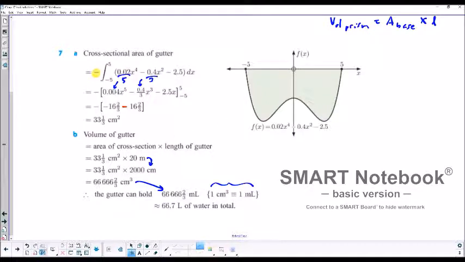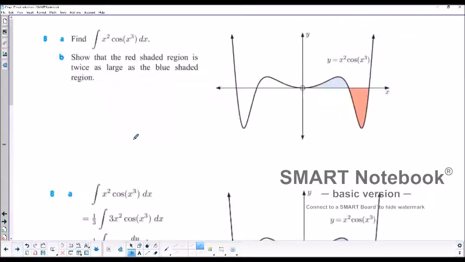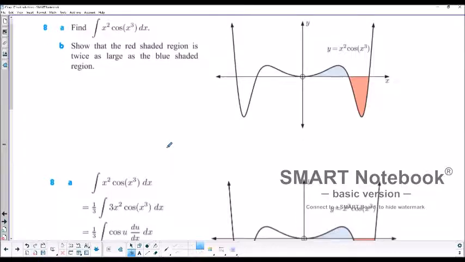Okay, so that's that question finished off here. And we'll go to question 8a from the same section. We need to find the integral of x squared cosine x cubed dx, and this is that function. And after we do that, we have to show that the red shaded region is twice as large as the blue shaded region. So this red here, twice as large as that in terms of area.